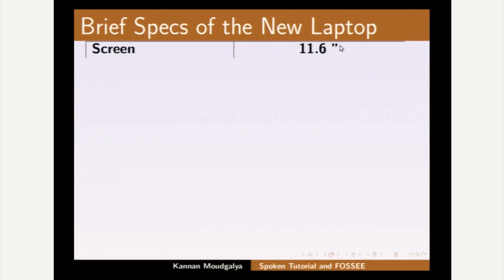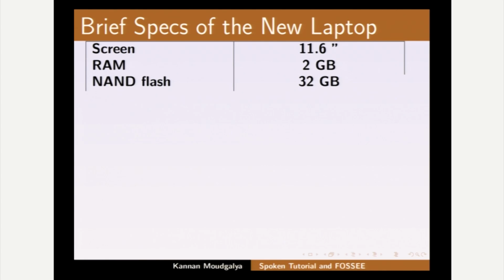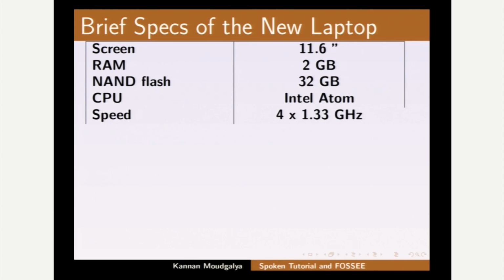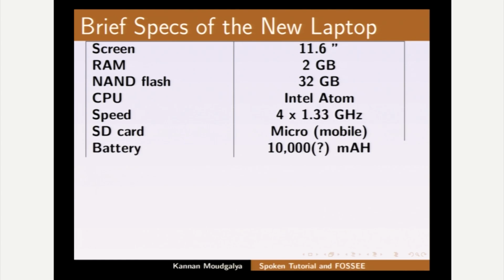Let me present brief specifications of the new laptop. It has a 11.6-inch screen. It has 2 GB RAM. It has 32 GB NAND flash, Intel Atom machine, quad core processor, each processor running at 1.33 gigahertz. It also has an SD card, the popular SD card that works on mobiles. It has a capacity of 32 GB, about 10,000 mAh battery.